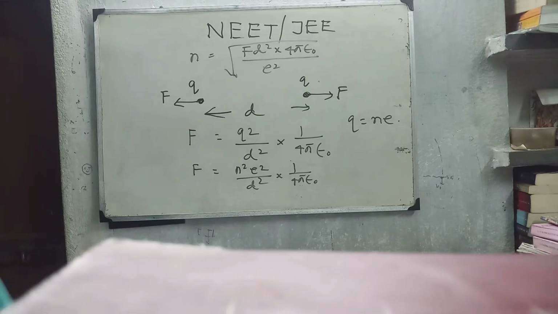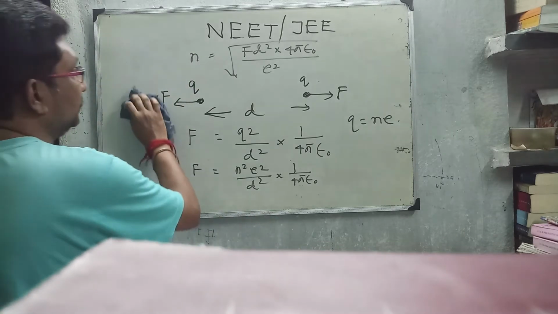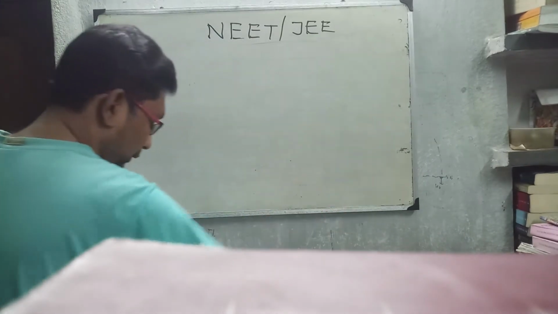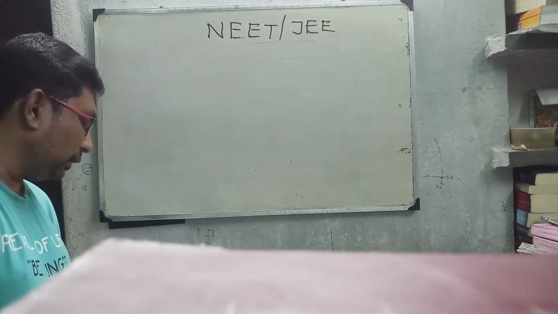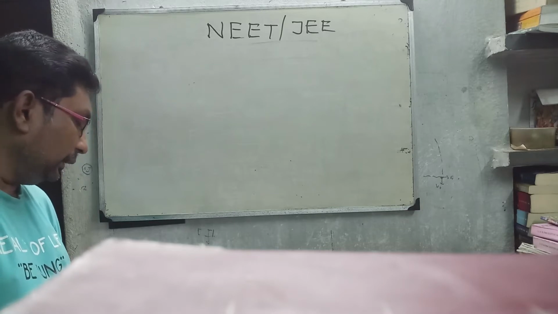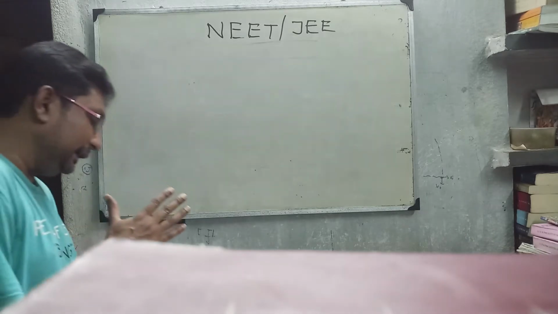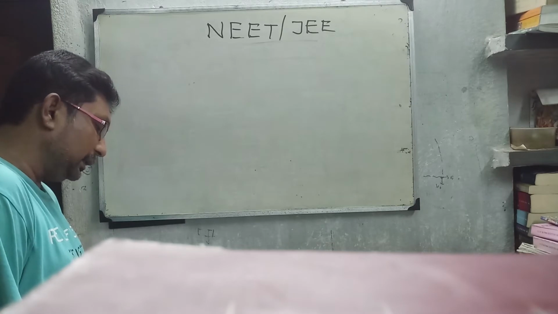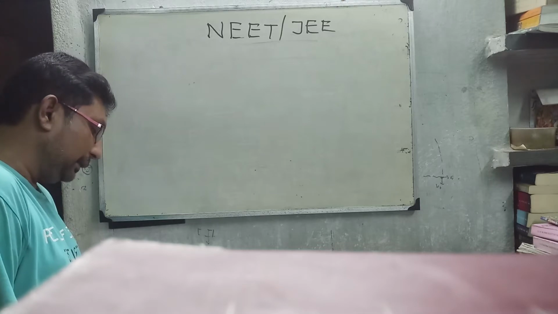Next question, two pith balls. Very interesting question. Two pith balls carrying equal charges are suspended from a common point by strings of equal length. The equilibrium separation between them is R.